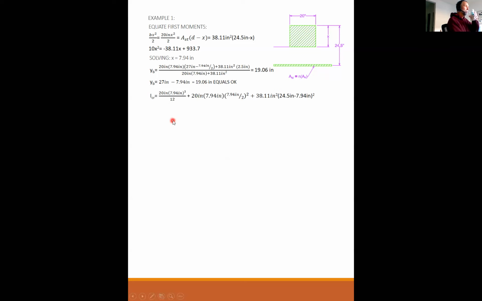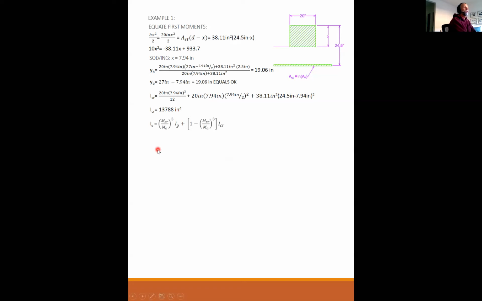So then, cracked moment of inertia. I have the concrete in compression. 20 times 7.94 to the third over 12. Parallel axis theorem. 20 times 7.94 times the distance to the neutral axis squared, plus the area of the steel times the distance to the neutral axis squared. 13,788. So I gross was what, 32,000? I cracked is only 13,788. It is dramatically reduced by cracking.